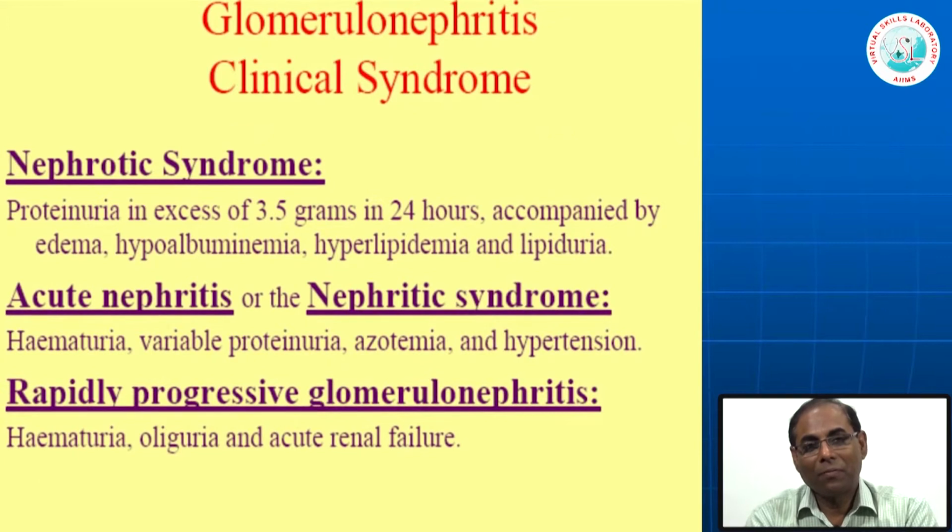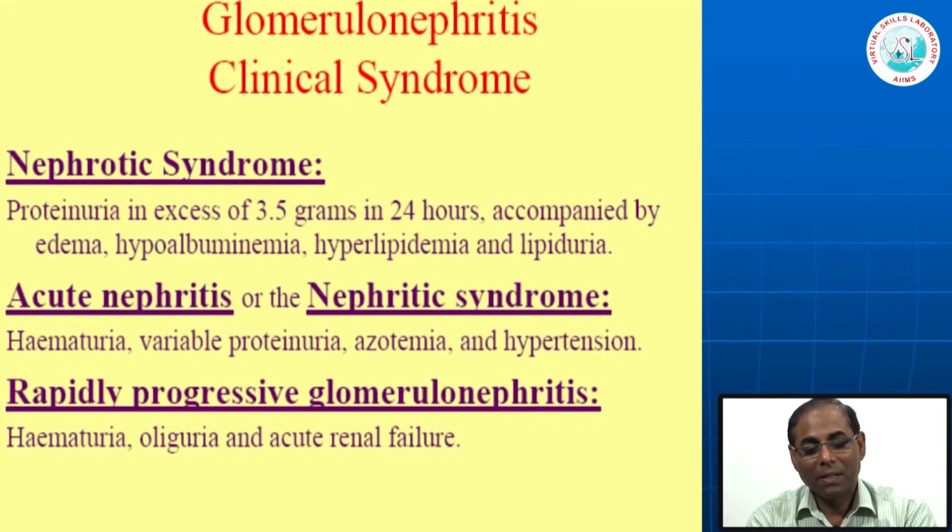The glomerulonephritis can mainly present initially as a nephrotic syndrome, they can present as acute nephritis or nephritic syndrome, and also they can present as rapidly progressive glomerulonephritis, or sometimes this is called a rapidly progressive renal failure kind of presentation. The nephrotic syndrome is typical with a heavy proteinuria of 3.5 grams in 24 hours. It is accompanied by generalized edema, hypoalbuminemia, hyperlipidemia and sometimes lipiduria. These are the typical features where nephrotic syndrome patients present in the OPD.